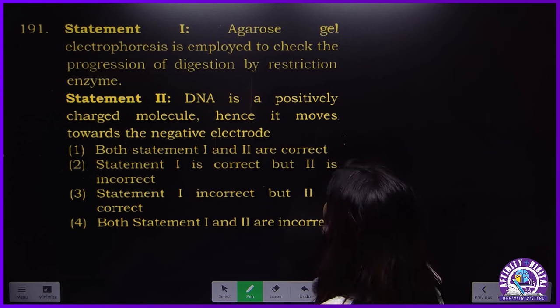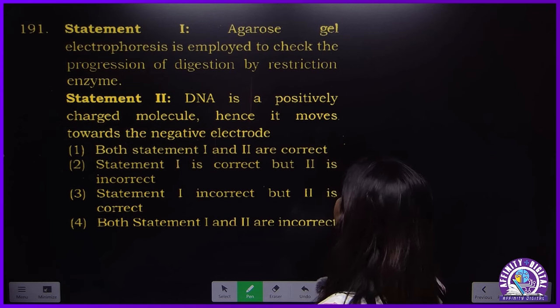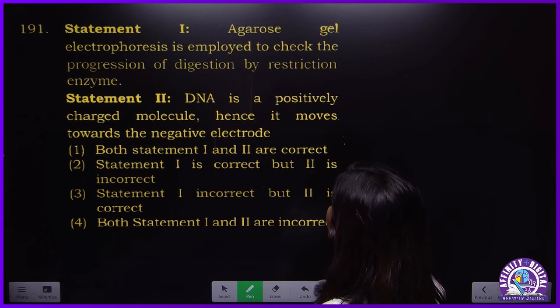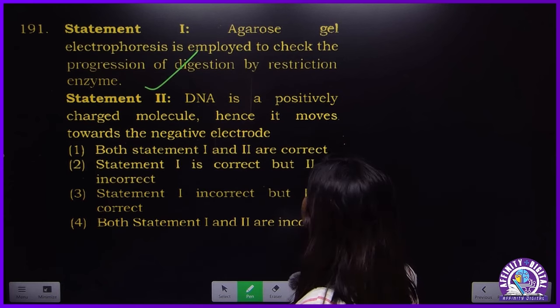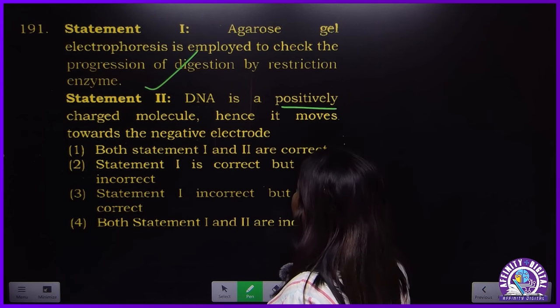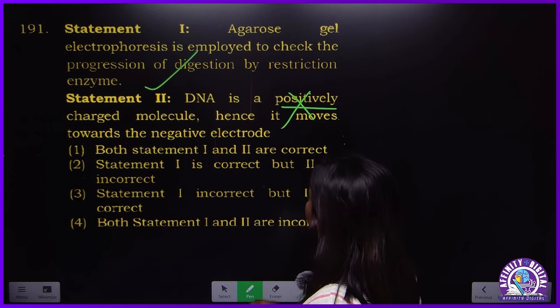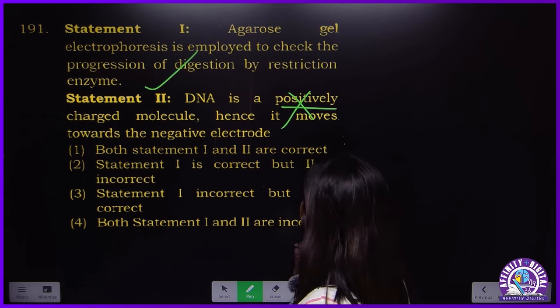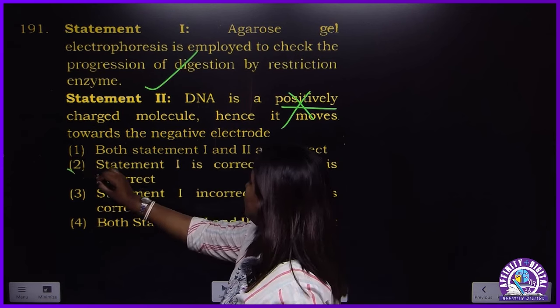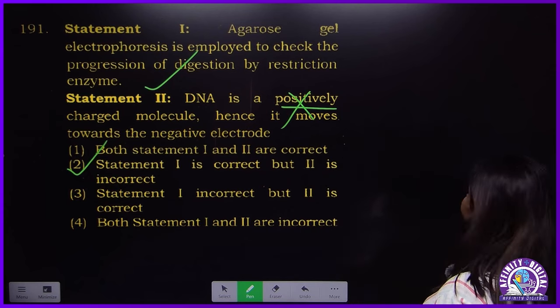Statement 1. Agarose gel electrophoresis is employed to check the progression of digestion by restriction enzyme. Yes, correct. Because DNA is negatively charged molecule. तो यहीं पे इसका खत्म. Statement 2 is incorrect. So statement 1 is correct, but statement 2 is incorrect. We will go with the option 2.